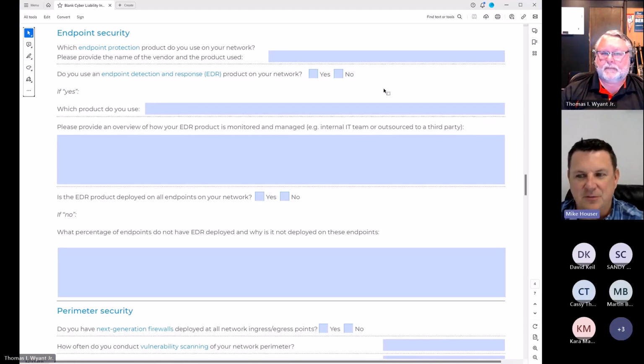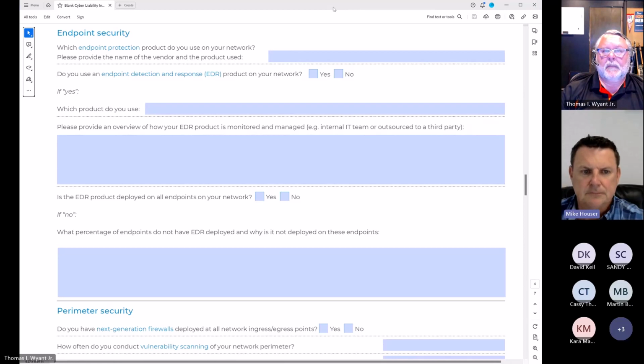Carriers are starting to look more closely at what type, what product you're using. And in particular, when it comes to endpoint, they are also very interested in what percentage of the endpoints that you have actually have it in place. But like I said, they are definitely getting more interested in whose product you're actually using. And I have had that instance where I was unable to get a quote based upon a certain type of software they were using.